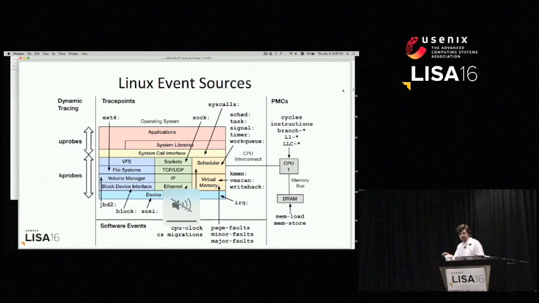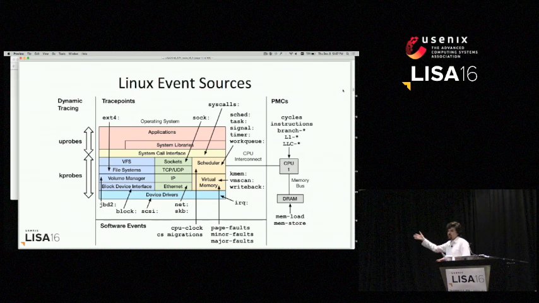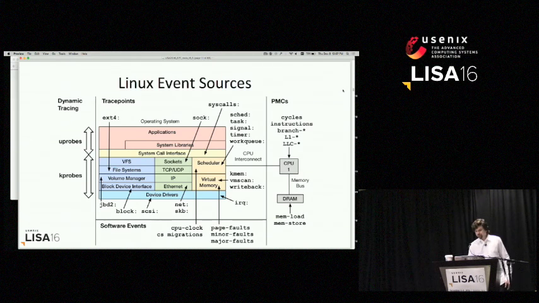In Linux, there are many event sources that these tracing tools can consume. So there are trace points, which are static, and they're great to use because they don't change between kernel versions. But trace points aren't complete. There aren't trace points for everything. So dynamic tracing fills in the gaps. So there's uprobes for user space and kprobes for kernel, PMCs for doing low-level things for the CPUs, and so on.